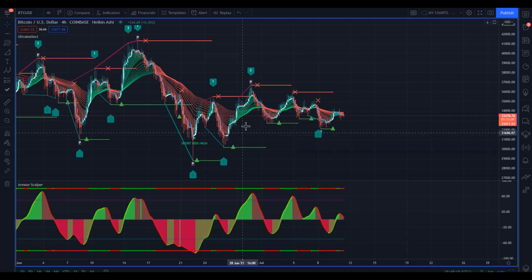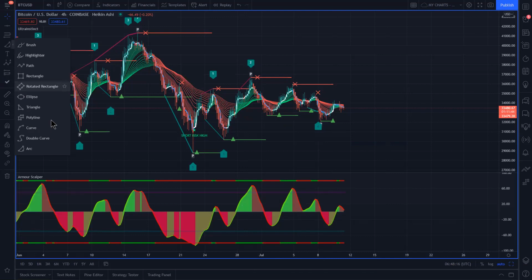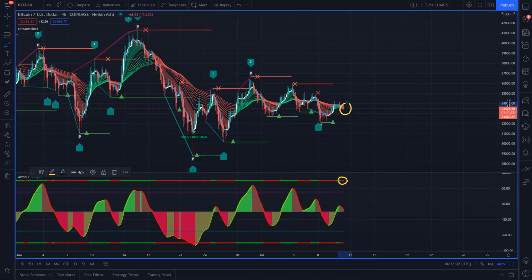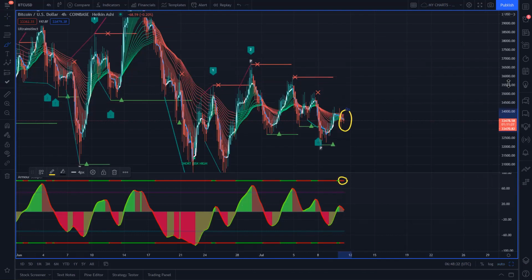So now look at this zone. Okay, example. Yeah, I used brush. Now look at this line here. It's red, right? And look at all the EMAs are turning red, not yet red, but they are turning red. Okay, these are the two signs on 4 hours that you need to watch.